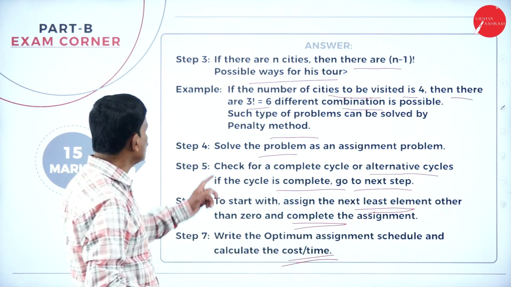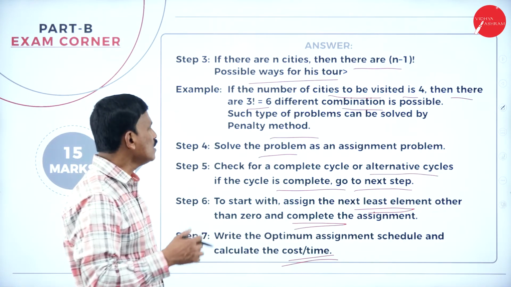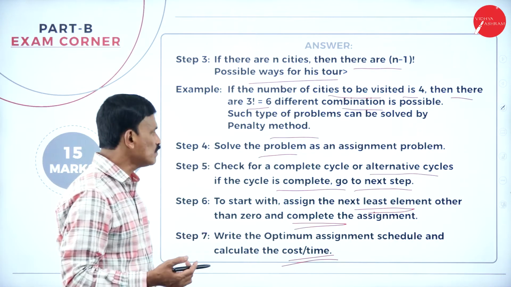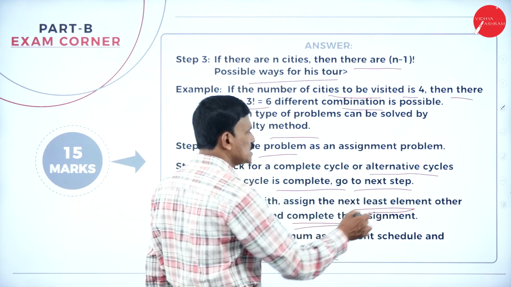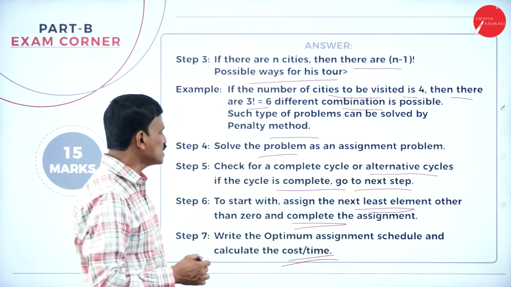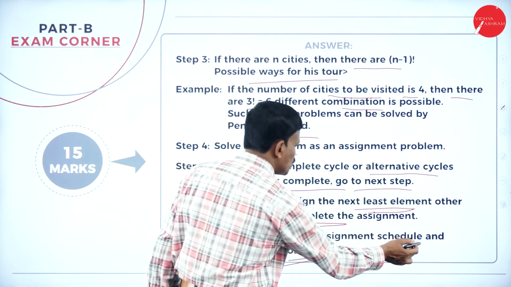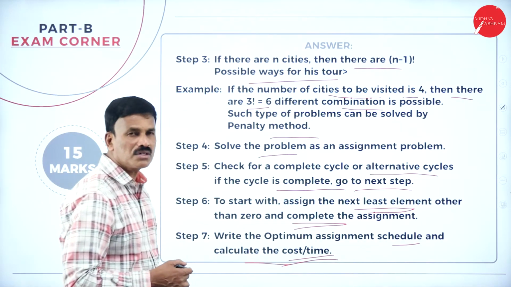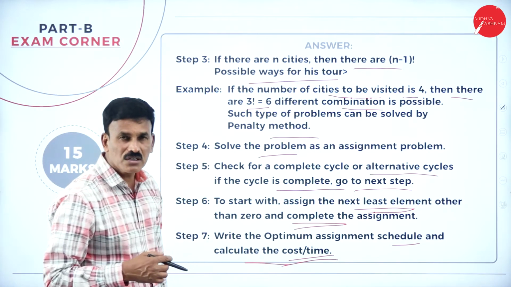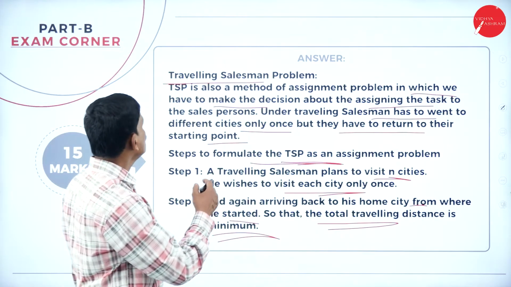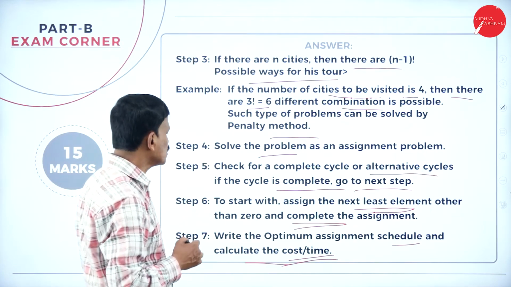So here, very important is to solve the problem as an assignment problem. Check the complete cycle or alternative cycle. If the cycle is completed, go to the next step. Then, to start with the assignment, the next least element other than 0 can be considered and complete the assignment. Write the optimum assignment schedule and calculate the cost or the time of the required problem. That is how we are going to calculate. This is called the step-by-step procedure for a traveling salesman problem as an assignment problem. This is also an important concept.